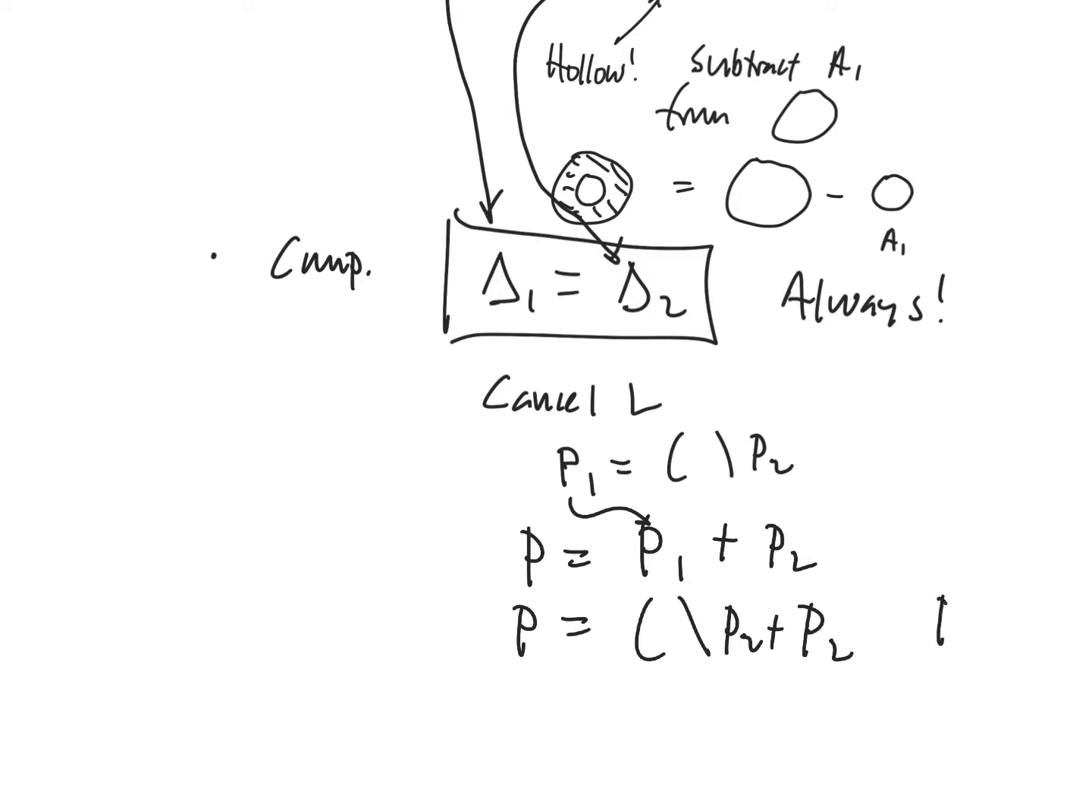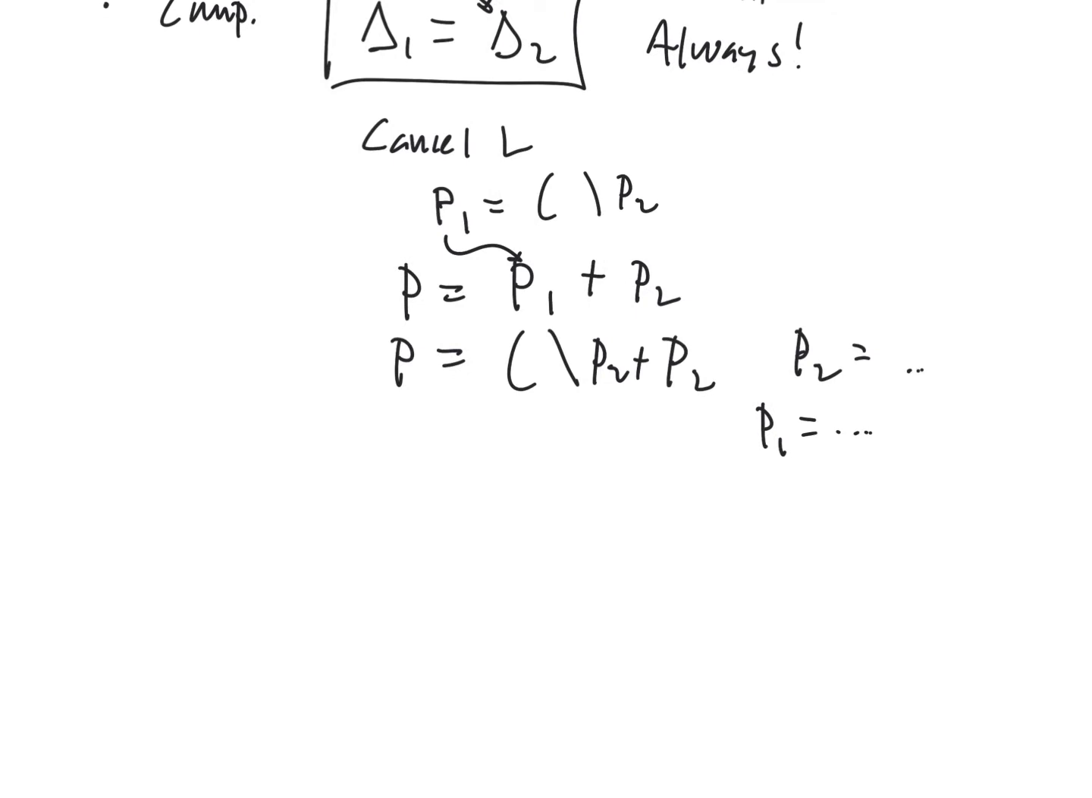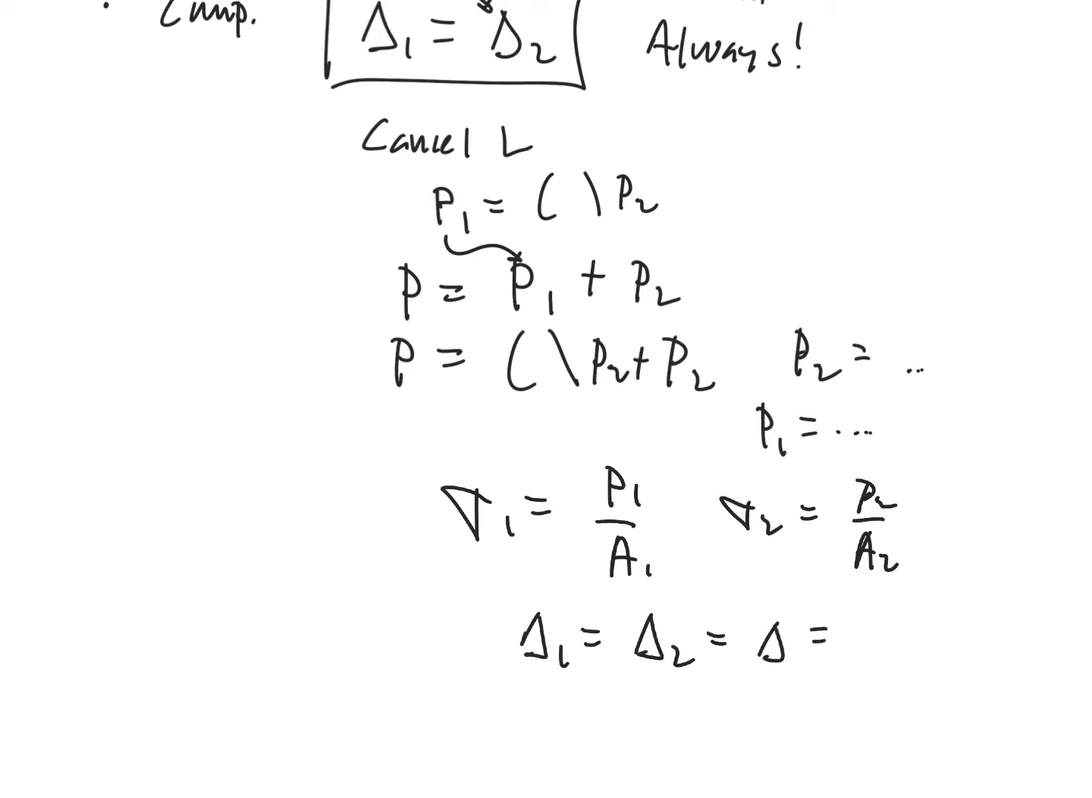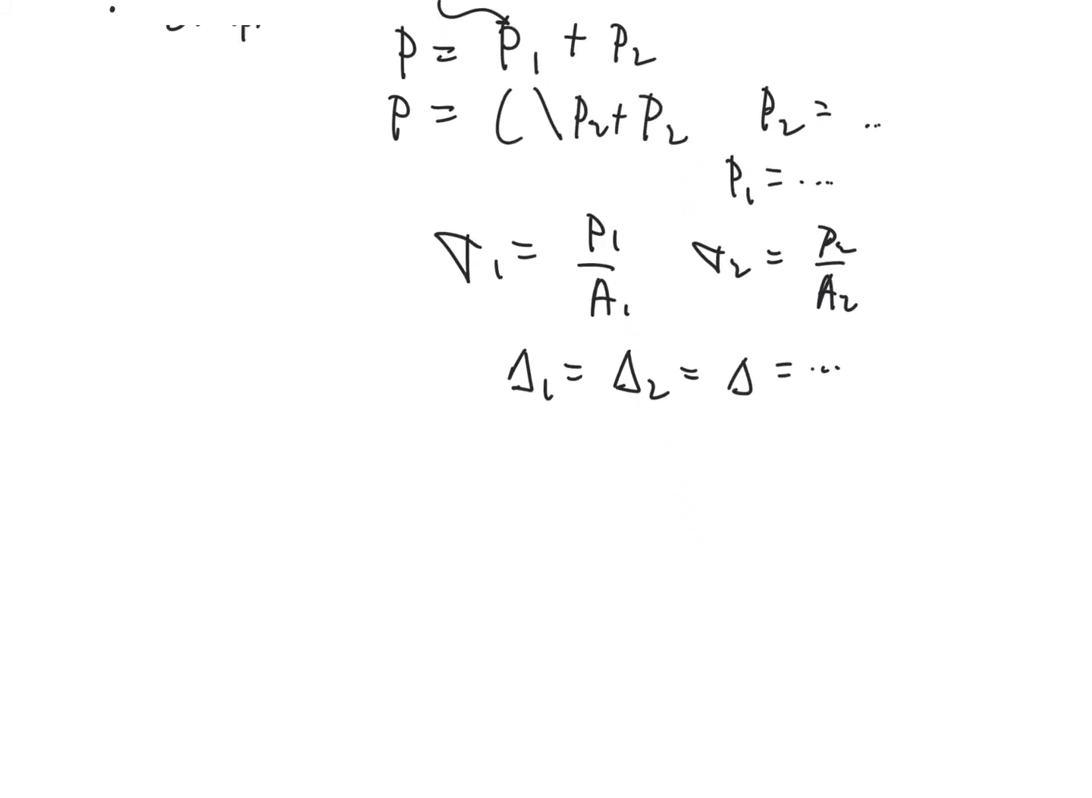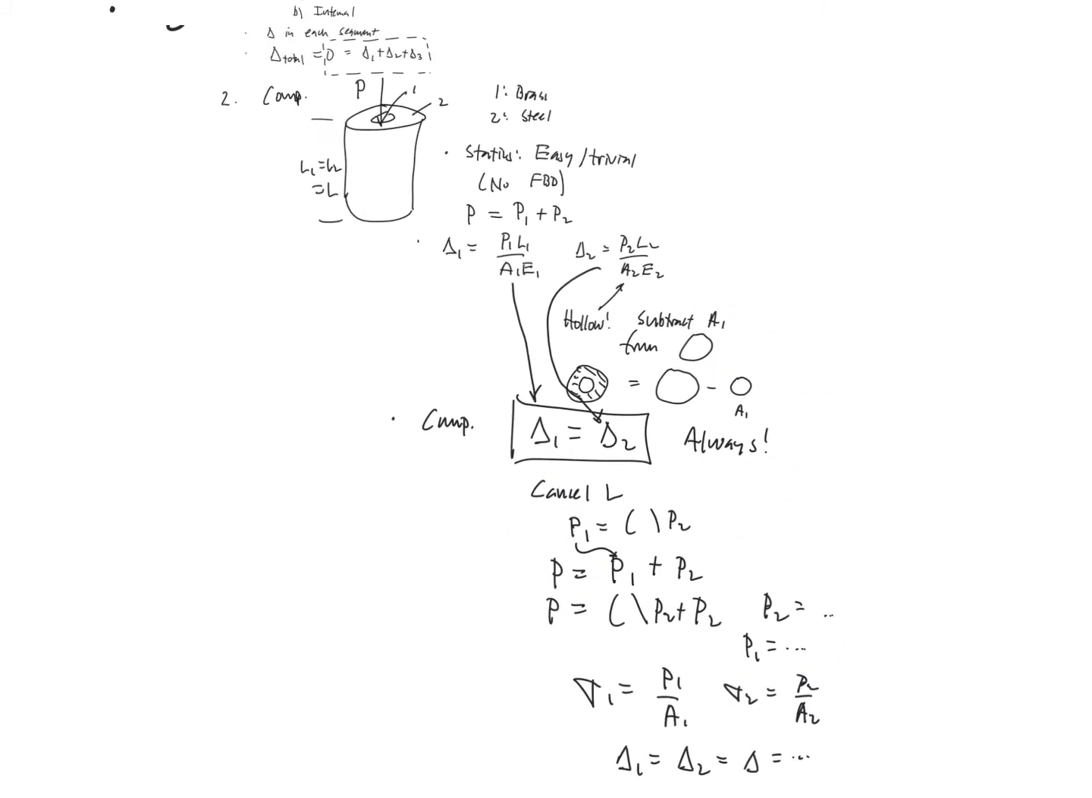So you're going to get P2, then you can get P1, and then you can use either of those to solve for the stresses. You can get sigma 1 is equal to P1 over A1, and sigma 2 is P2 divided by A2. And you can use either delta 1 or delta 2 to get the total bar deflection, whichever one is going to be easier for you. So that is our second type of problem, number 2, the composite.